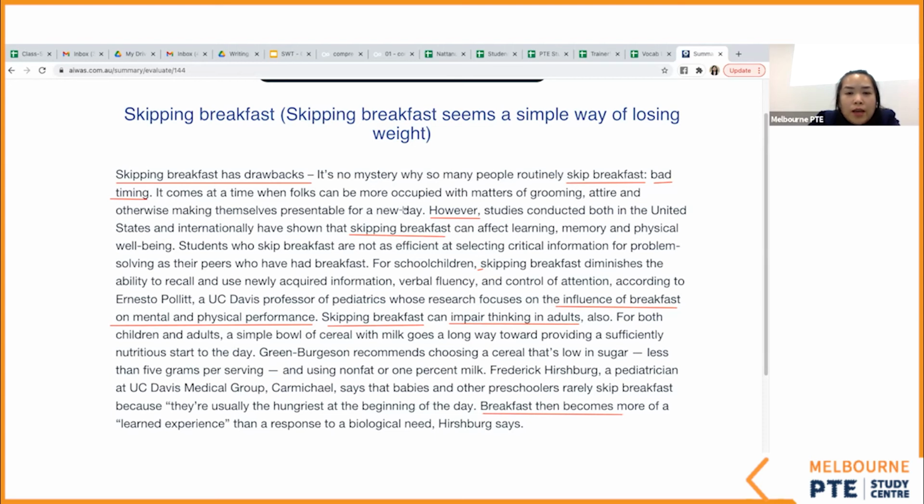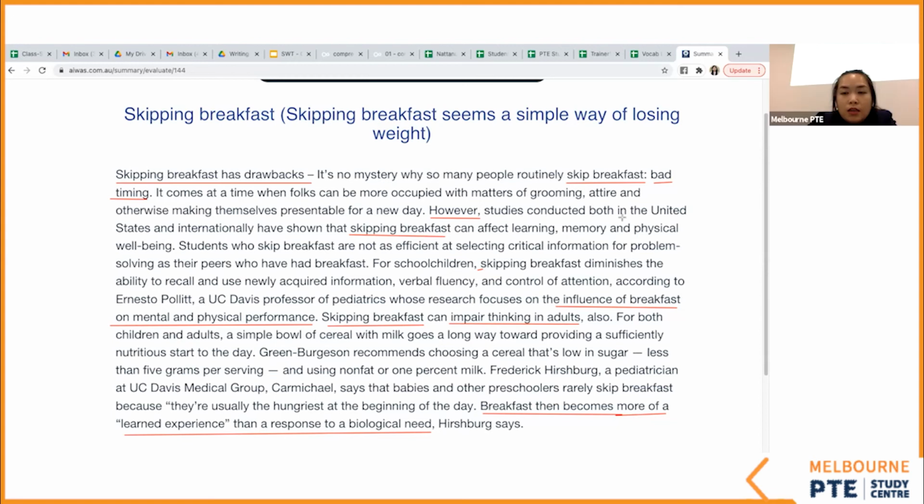If you see the way I pay attention, I pay attention in the middle. I read everything, but I pay attention to the beginning, the middle, and the end. Okay. So breakfast then becomes more of a learned experience than a response to a biological need, right? So that's their conclusion about breakfast. And if you skip breakfast, what happened, right? So in that case, what is the important information?